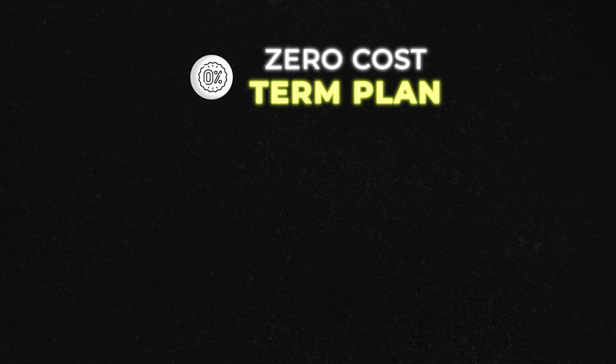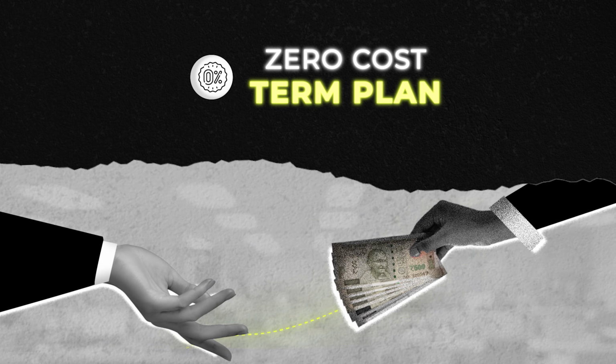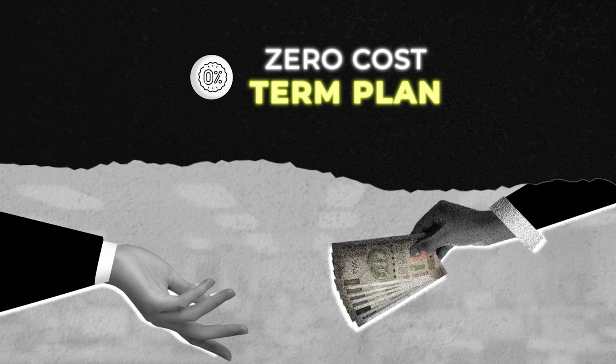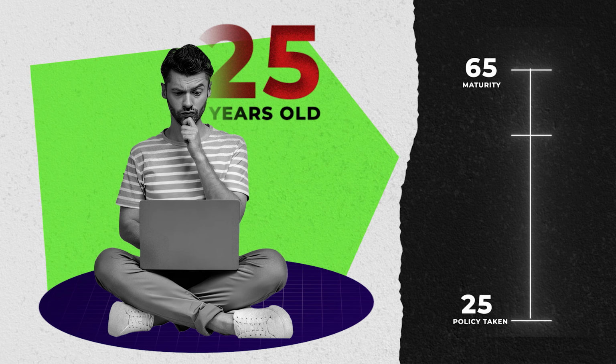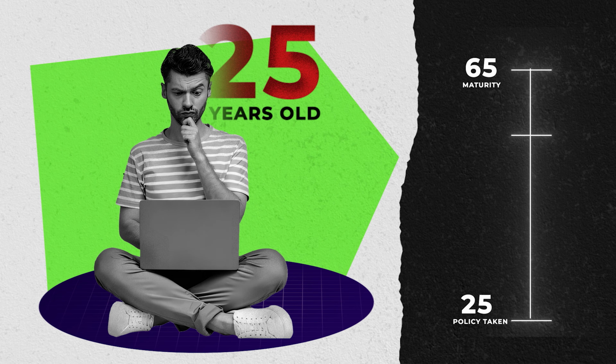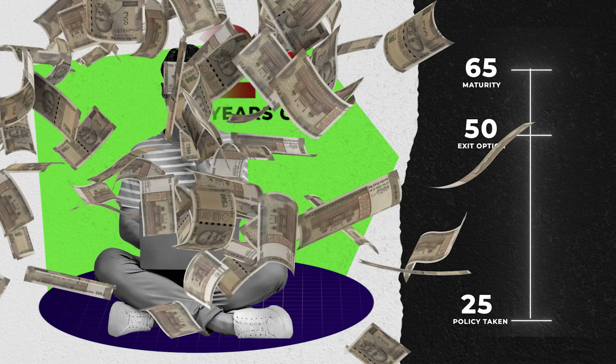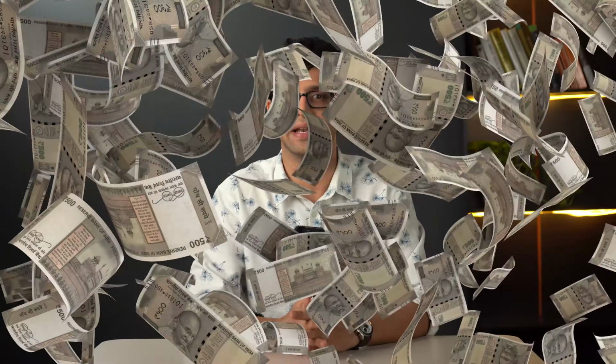Coming back to it, let's begin with zero cost term plans. A zero cost plan promises to offer a term plan at zero cost. In other words, the insurer will return all the premiums you've paid if you forego your policy before maturity during a brief period specified by the insurer. For example, a 25-year-old opts in for a term insurance till the age of 65. He would now have the option to exit around the age of 50 or 55 and get back all the money he's paid them. Now, this might look attractive, but think of it this way.